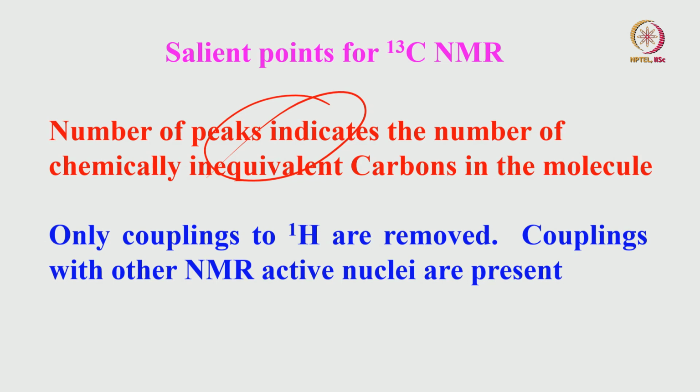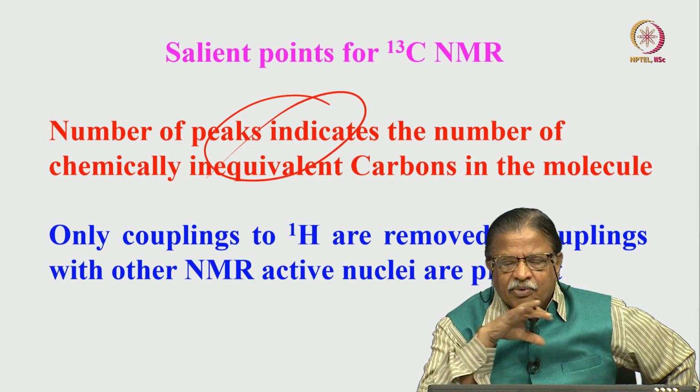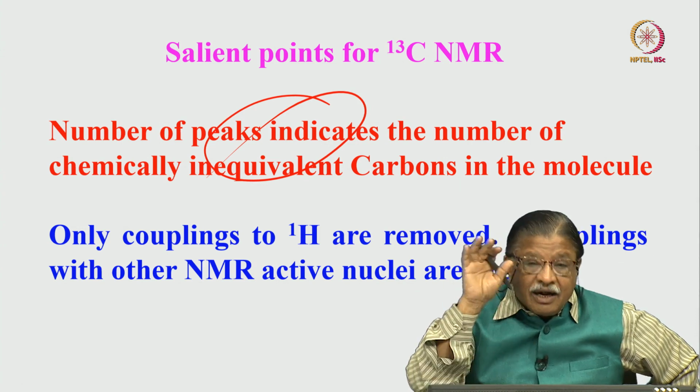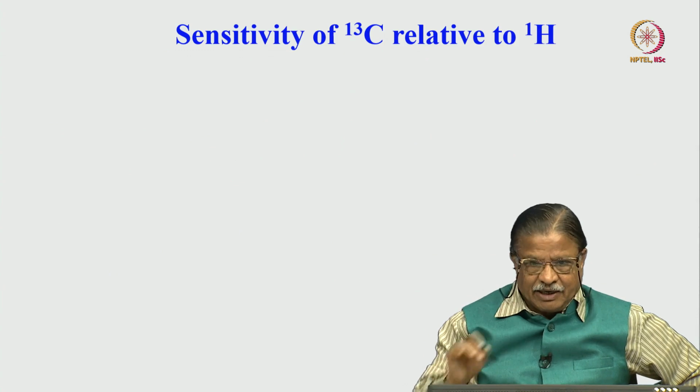One point you must always remember: I said all protons are completely broadband decoupled from carbon, that is fine. We are removing only carbon-proton couplings, but we are not removing the couplings of carbon with other heteronuclei. Those couplings are still reflected in the spectrum. Of course, nowadays in present day spectrometers, you can do the decoupling of 2 nuclei, 3 nuclei at a time. That is a different question. But by and large, when you record the carbon-13 spectrum, all protons are decoupled, whereas couplings of other nuclei with carbon are still present. That gets reflected in the spectrum.